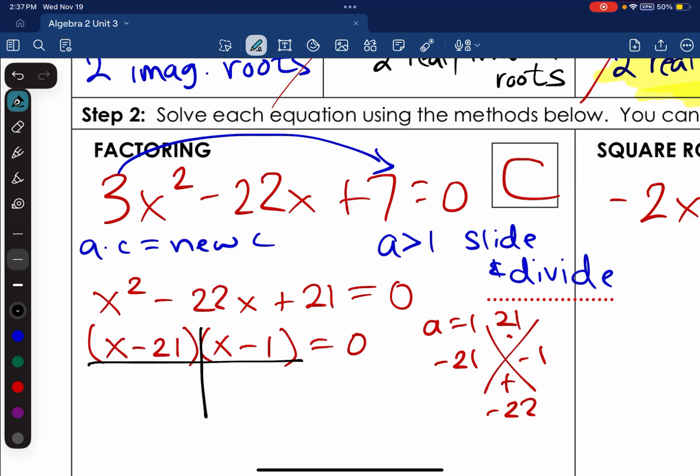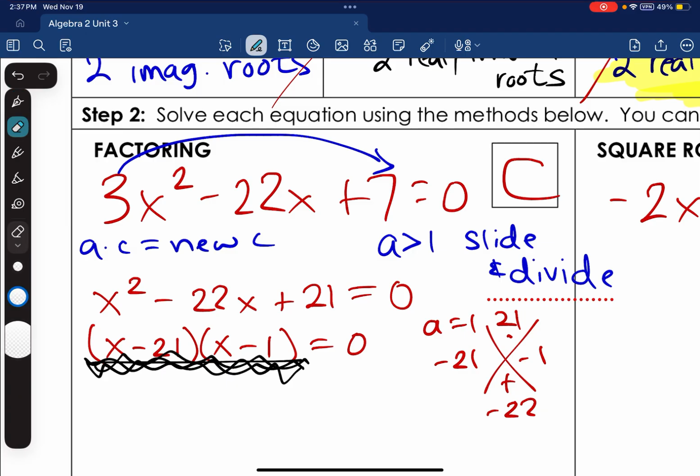We need to solve it. So we're going to create our table, and under our table, we're going to set each of our factors equal to 0. From there, we're solving. Oh, what did we miss? Not yet. I'm just moving right ahead. Can't set our table up yet because this was slide and divide. I did a mistake that a lot of us do.